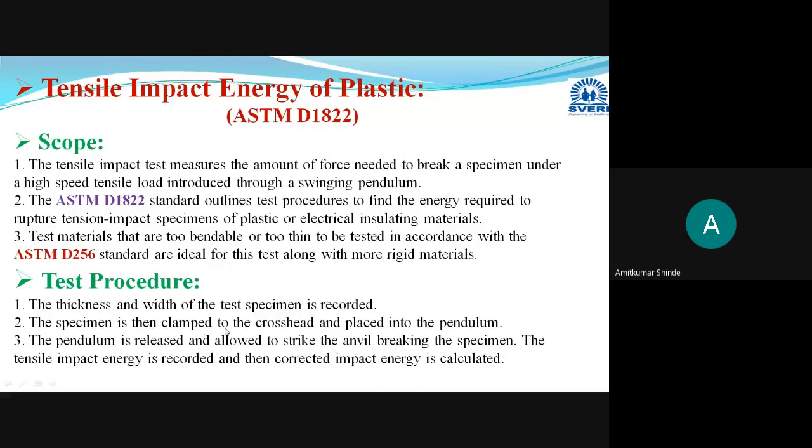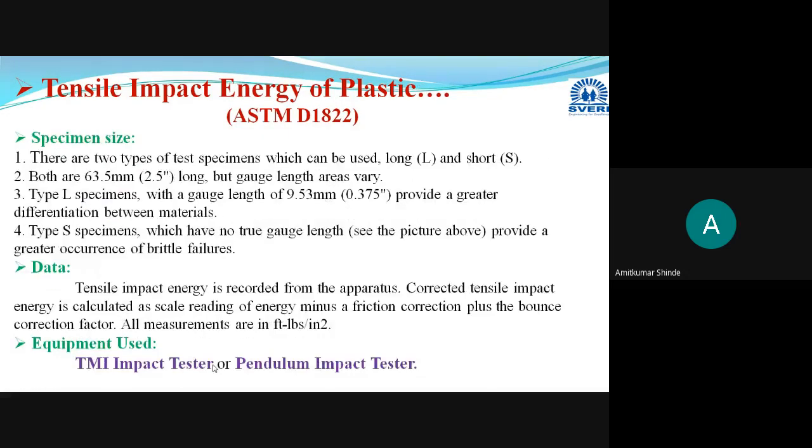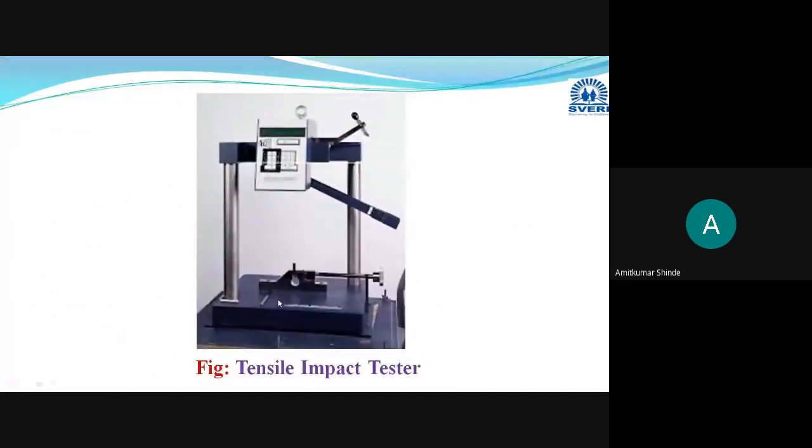Then the specimen is clamped to the crosshead. Crosshead is nothing but the anvil. There you have to fix that specimen, and then the pendulum is released and allowed to strike to break the specimen, and the tensile impact energy is recorded. So this will be the test procedure. What you have to write in the test procedure: initially, the first step will be test specimen preparation.